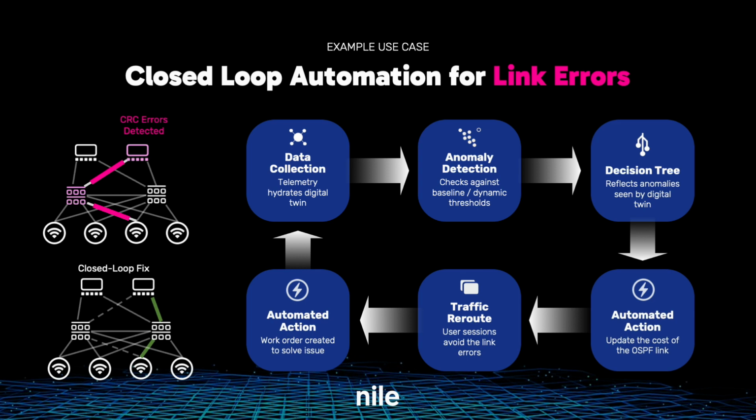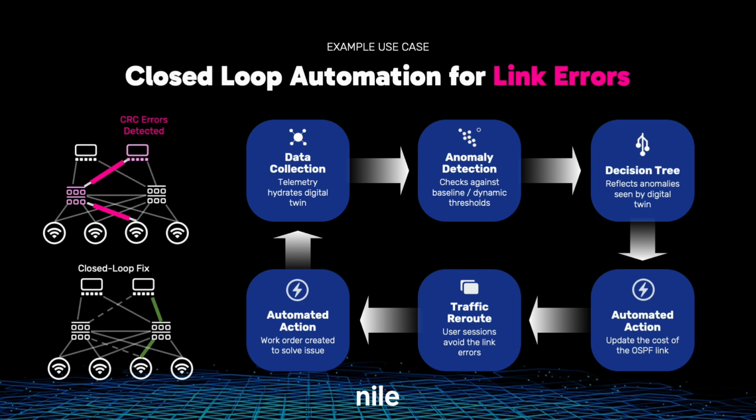They updated the link in the digital twin to reflect the anomalies. After that, they updated the cost of the links to the maximum possible value. This update causes routing protocols to recalculate the routes. After the recalculation, the route table of the network elements is updated. The traffic is automatically rerouted around the faulty link. All of this information is captured as alerts in Nile Autopilot.